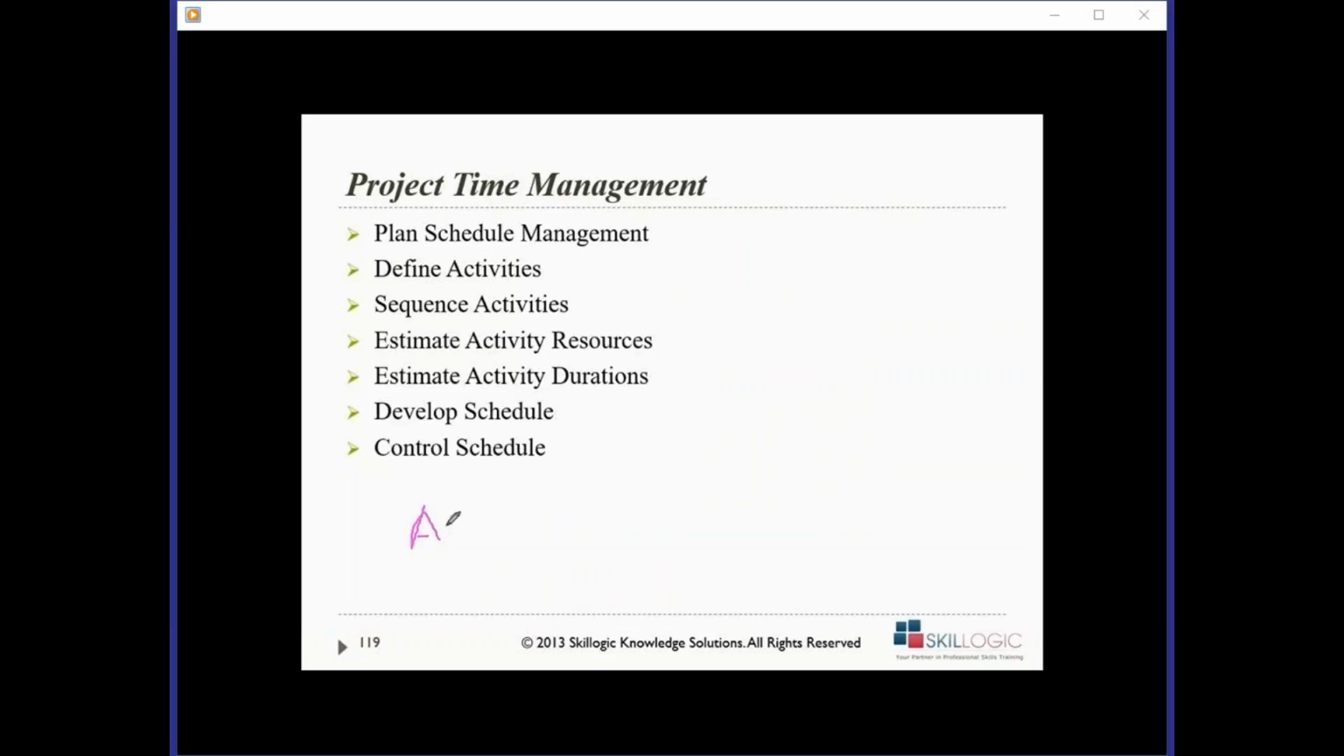Let's say activity A has to be done first. After activity A is done, activity B and C can be started together. Activity D can be done only after activity B is done, and activity E can be done only after C is done. Only after D and E are done, I can do activity F.